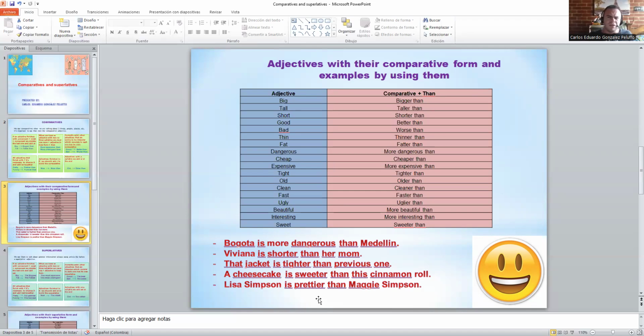Two people: Miguel is taller than Carlos. Yeah, it's not difficult. Bogota is more dangerous than Medellin.